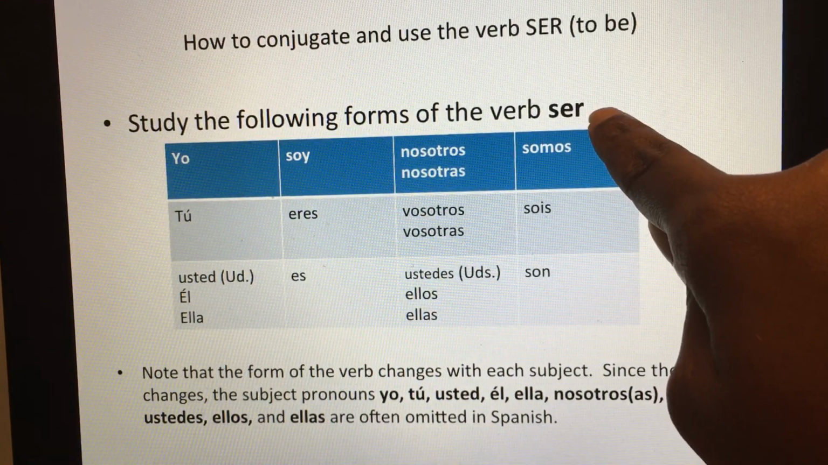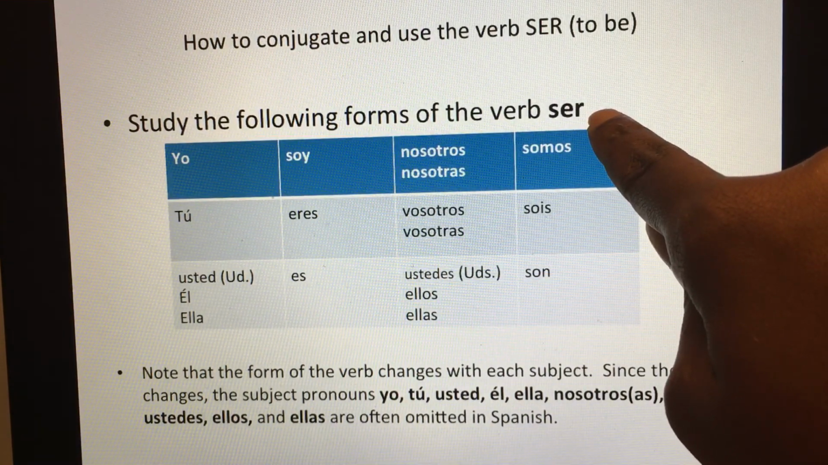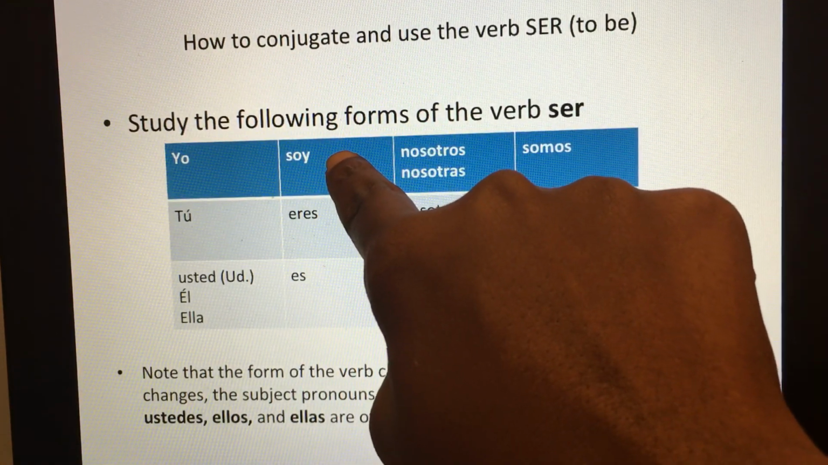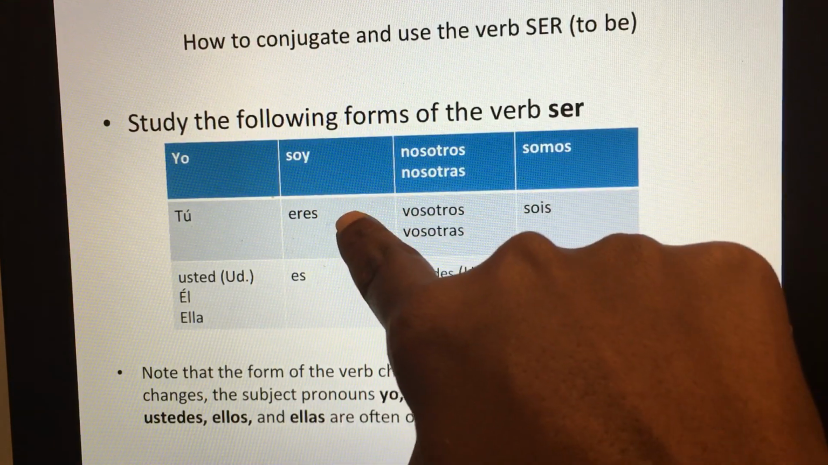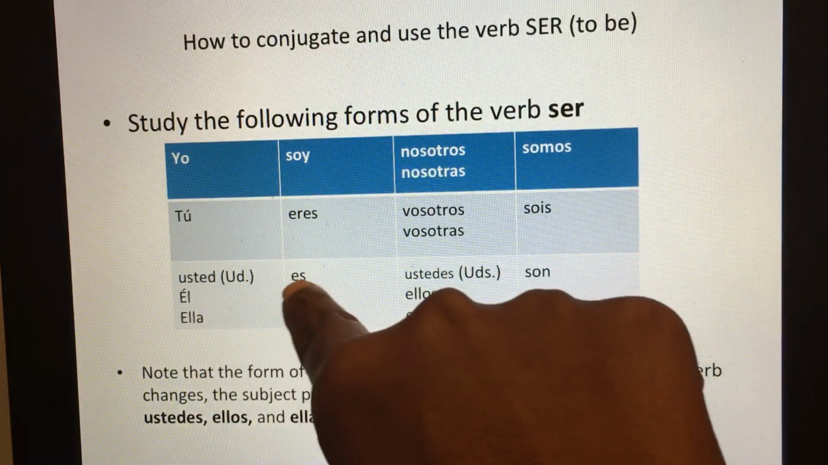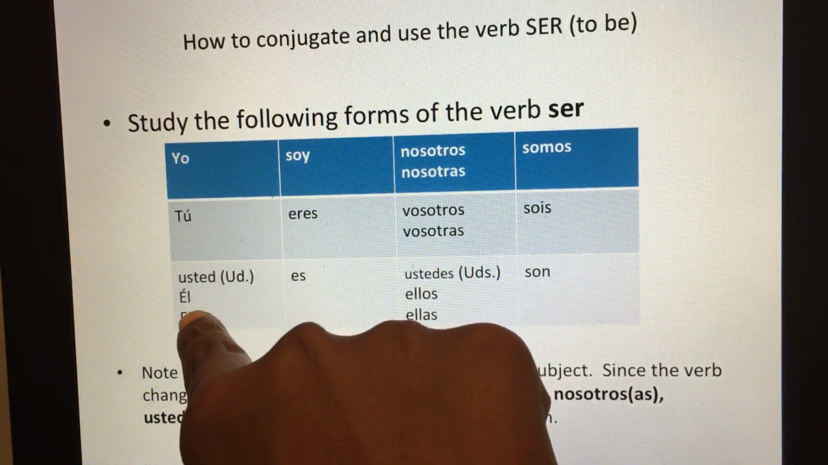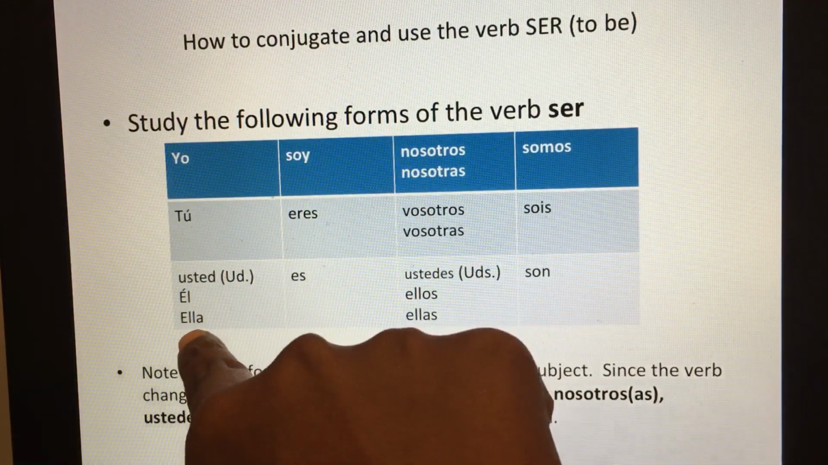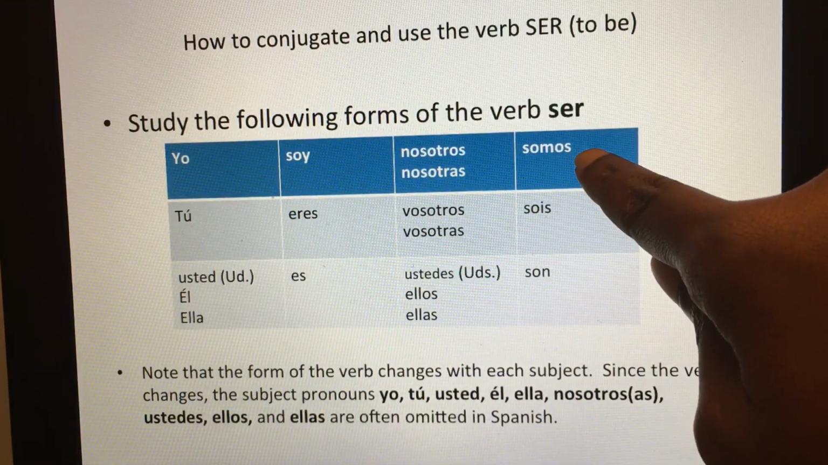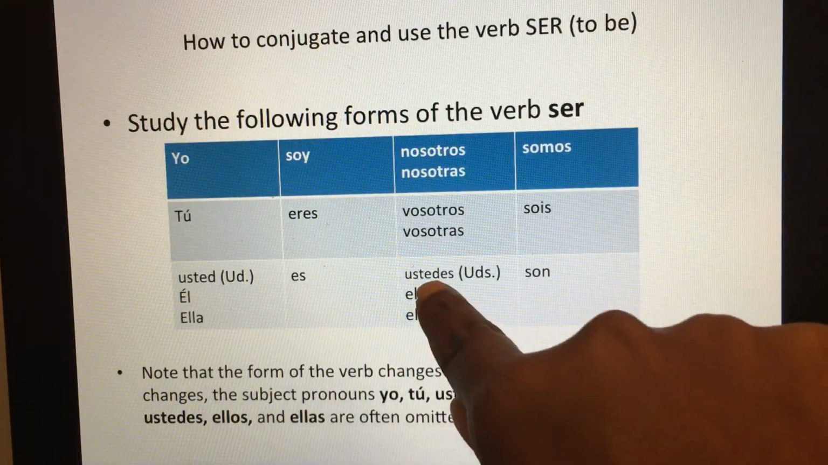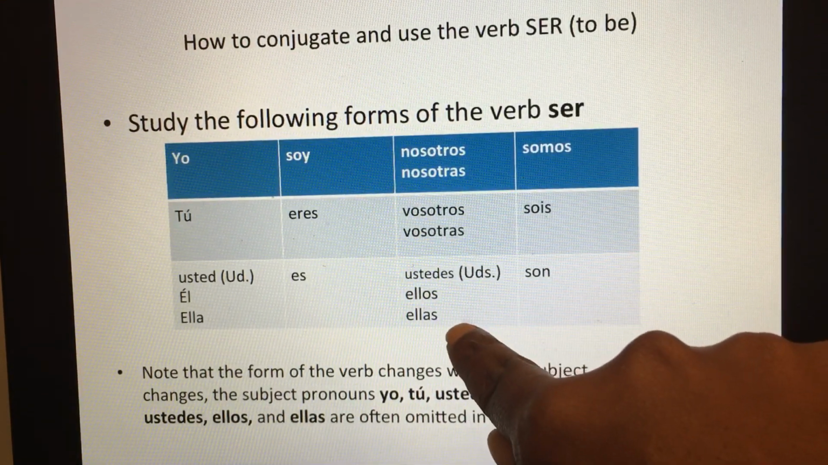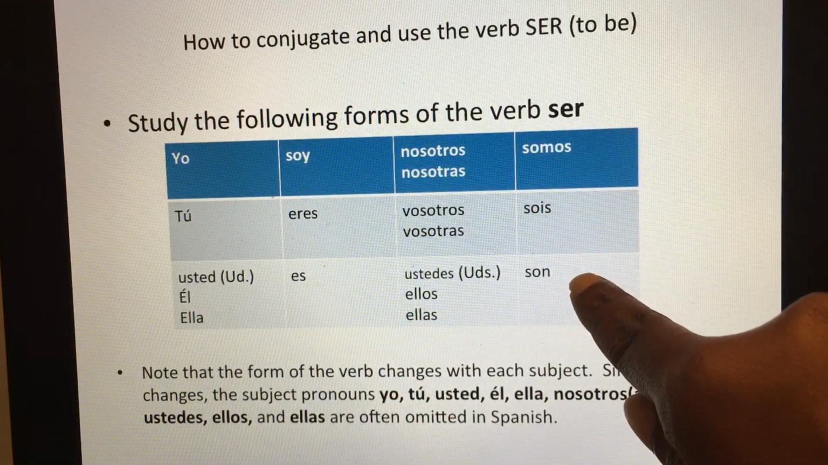The verb ser is an infinitive. It's a verb that's not conjugated. But once it's conjugated, these are the correct forms. Soy translates to I am. Eres, you are. Usted es means you are. Él es, he is. Ella es, she is. Somos translates to we are. Ustedes son, you all are. Ellos and ellas son, they are.